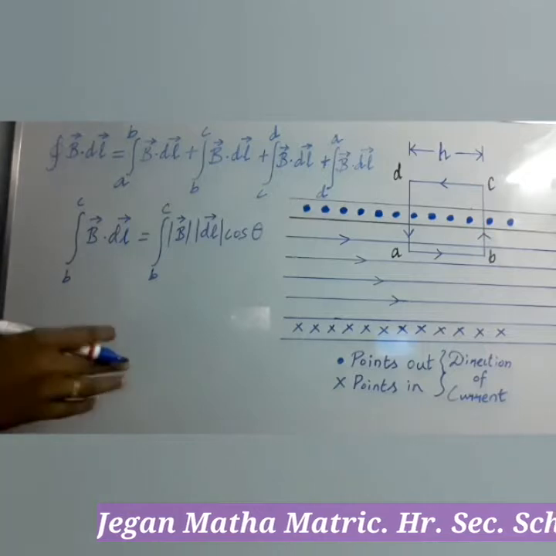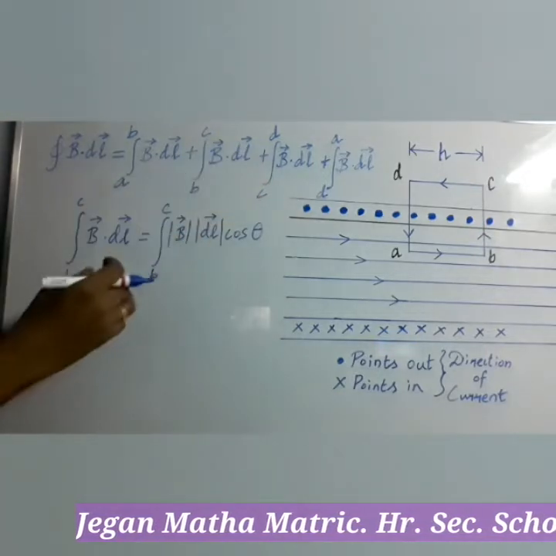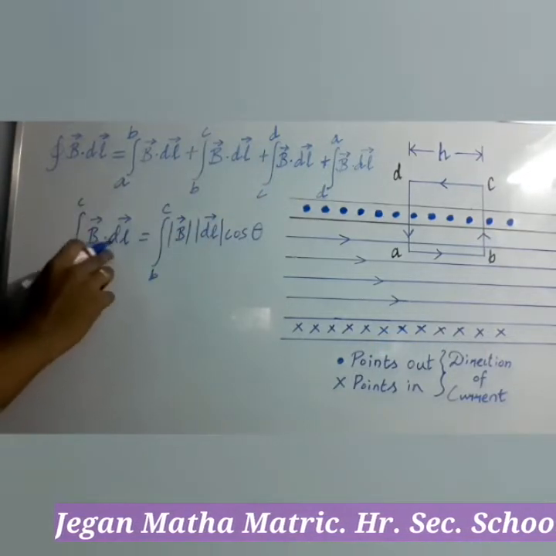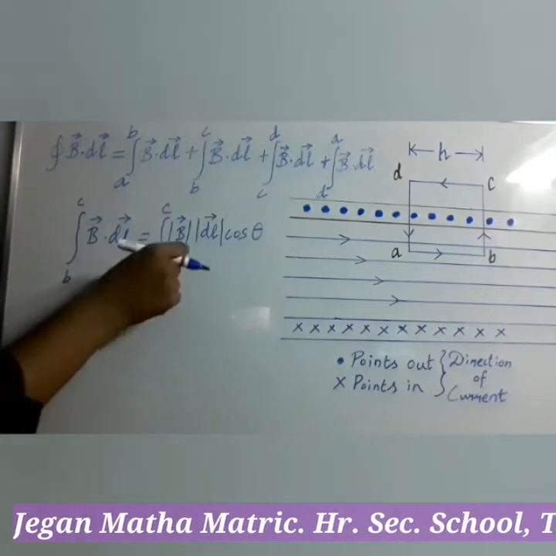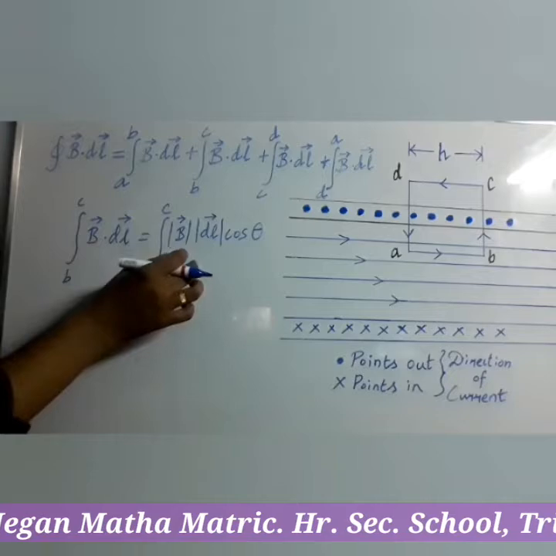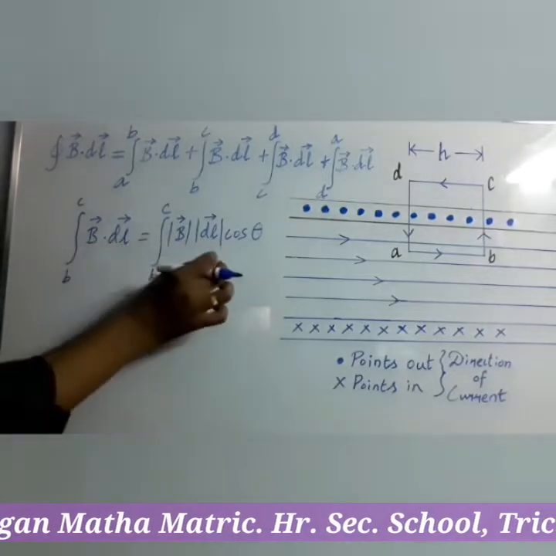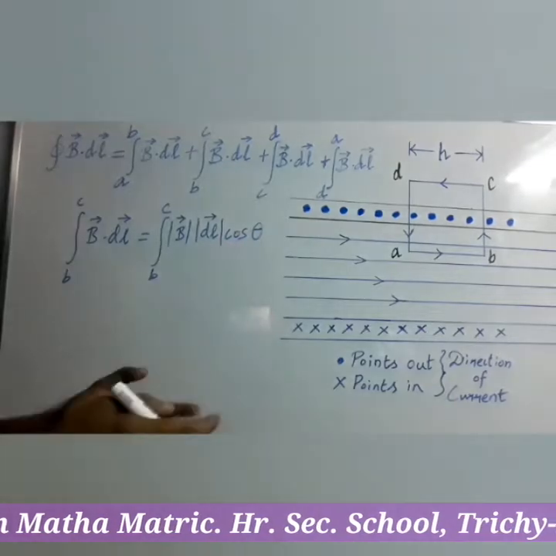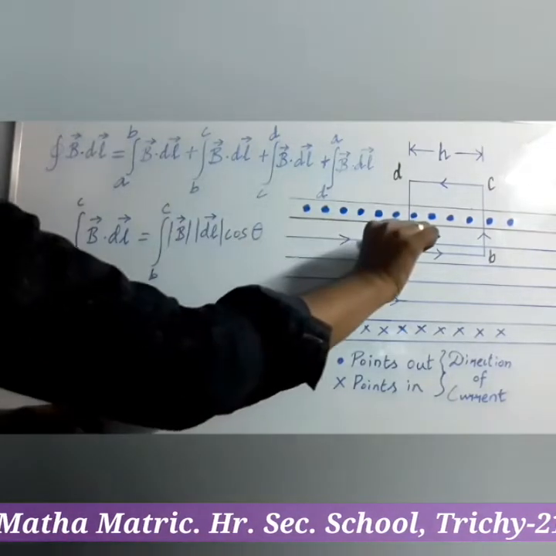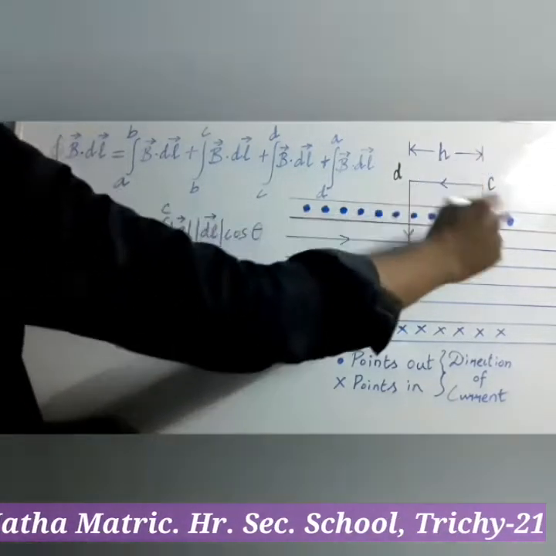Here I have written the integral for the length element BC. Here we are going to use the dot product. What is the expansion for the dot product? Modulus of B and modulus of L into cos theta. Here theta is the angle between the magnetic field and the length element.